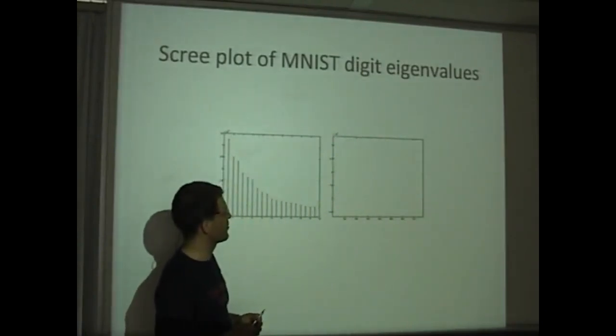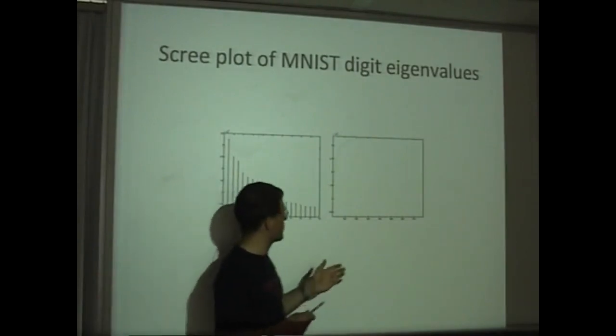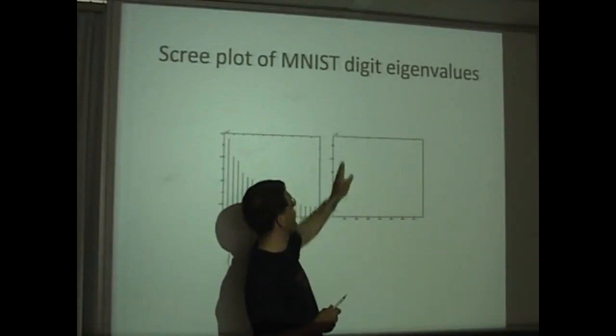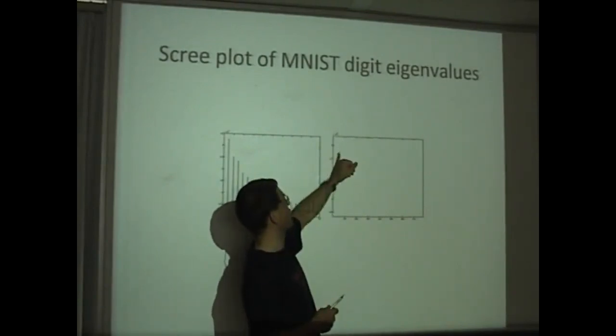But you can also be more extreme. You can say, I simply want to afford 20 numbers for each digit, and how much does that buy me? And then you can read off that this will give you 80% or so of your variance.